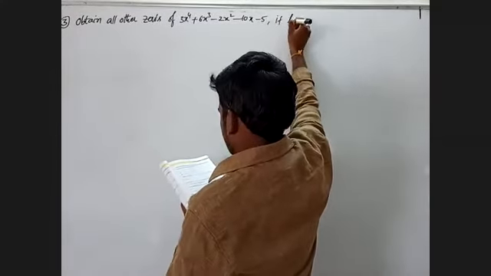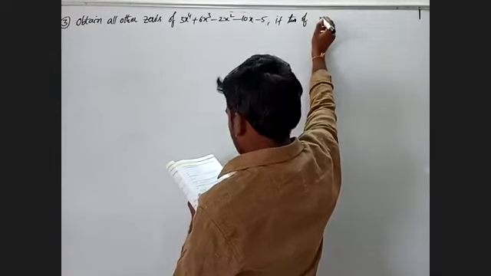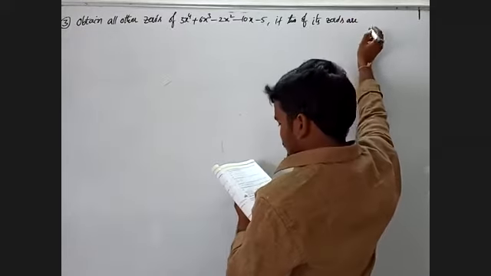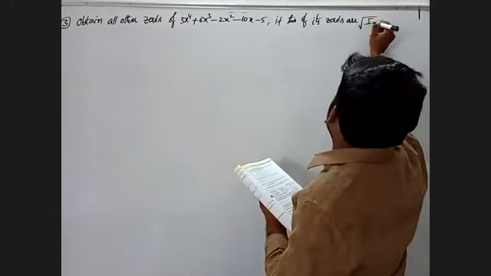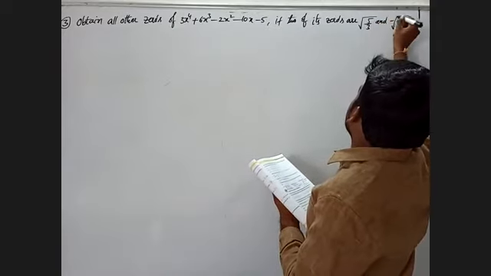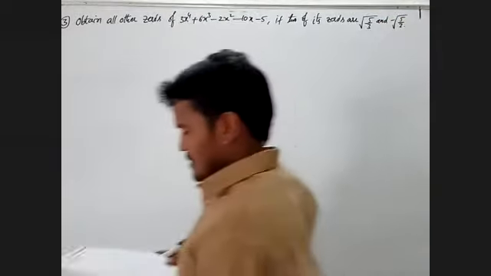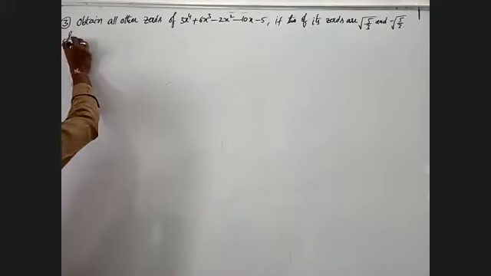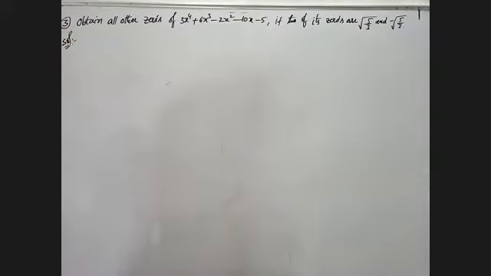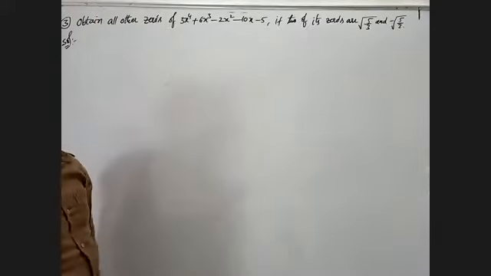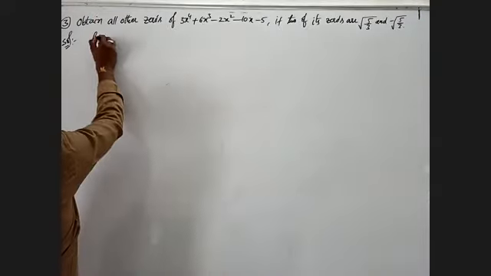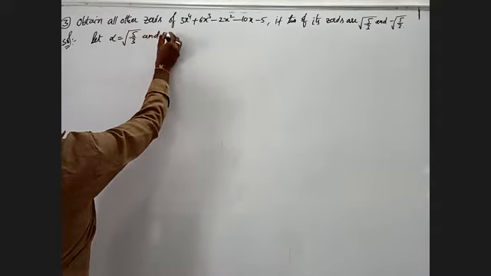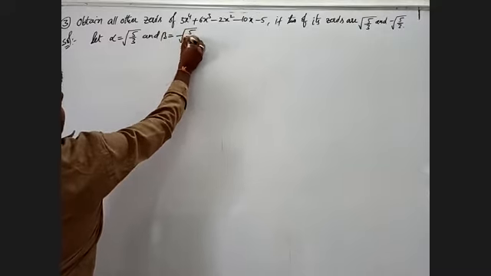If two of its zeros are root 5 by 3 and minus root 5 by 3, we will observe in this one. Here two zeros are given. Let the given zeros be alpha and beta. First, alpha is equal to root of 5 by 3 and beta is equal to minus root of 5 by 3.